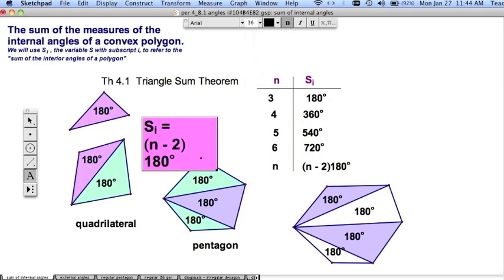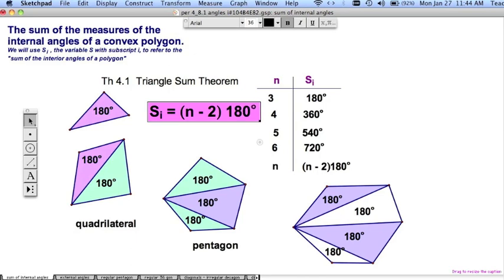Wait, how did you do the subscript? The subscript is inside the text box here. When you click here, it's down here, right next to exponent. S, the sub i, S stands for the sum of the interior angles of a polygon.